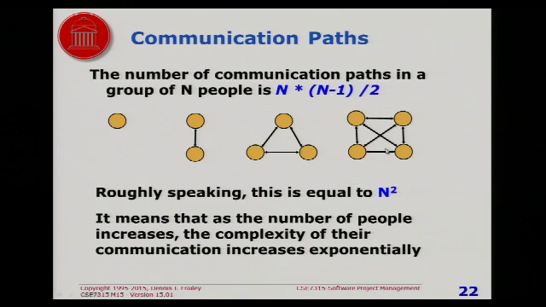And the point is, it goes up exponentially. So it's roughly equal to n squared. So the idea is that when you have 30 or 40 or 50 or 60 people, there's a lot of overhead there. And that overhead is due to the communication that may be required. Unless things are organized in such a way that there's not a whole lot of communication between different teams. But the point is, this is the underlying reason why when you have larger groups of people, there's more overhead.